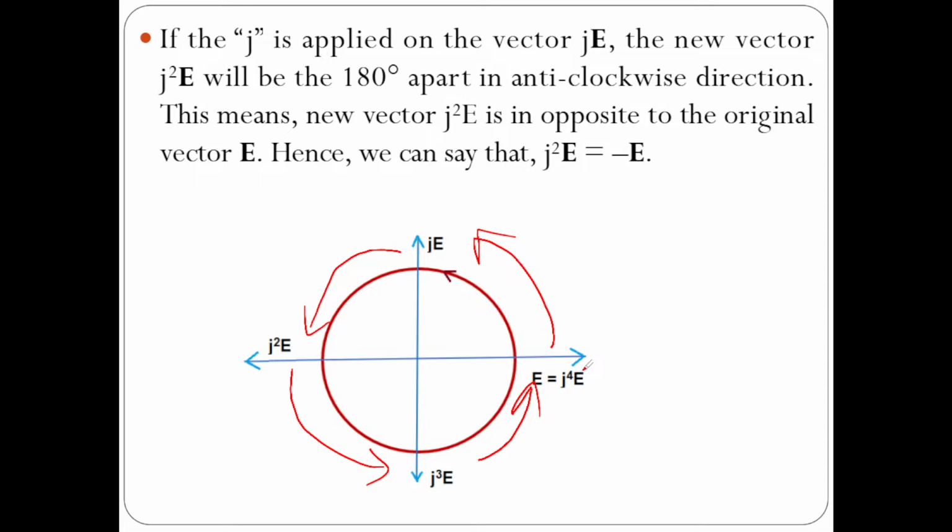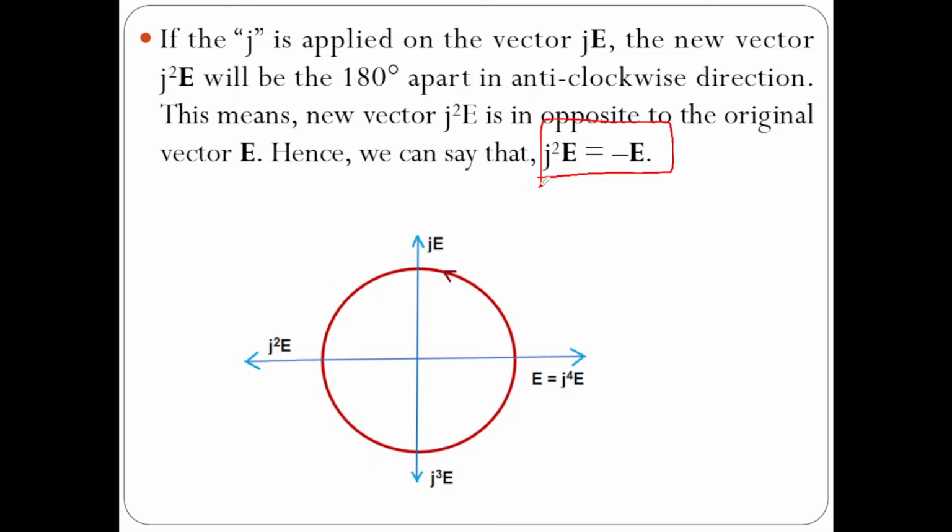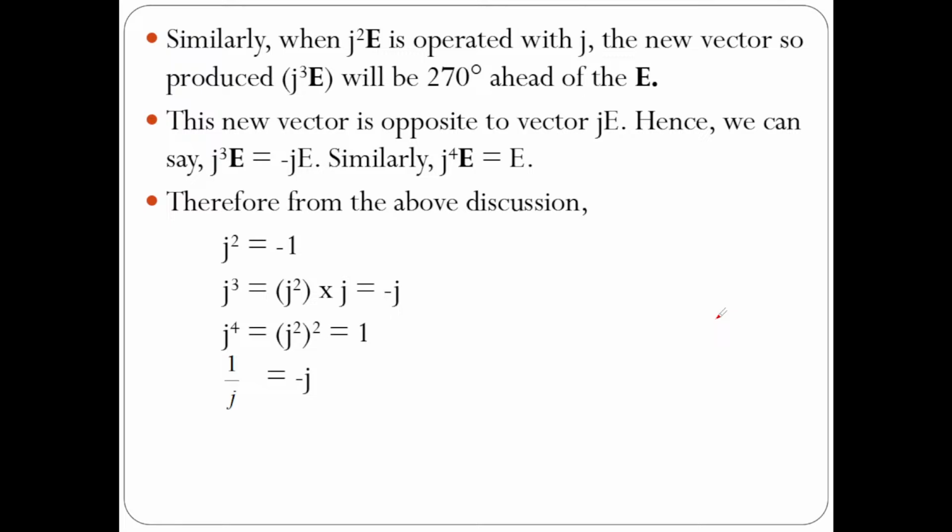Based on what I have already written, J square E is equal to minus E. So E and E cancel. What will happen? J square will be equal to minus 1. J square is equal to what? Minus 1. So J square equal to minus 1, isn't it?